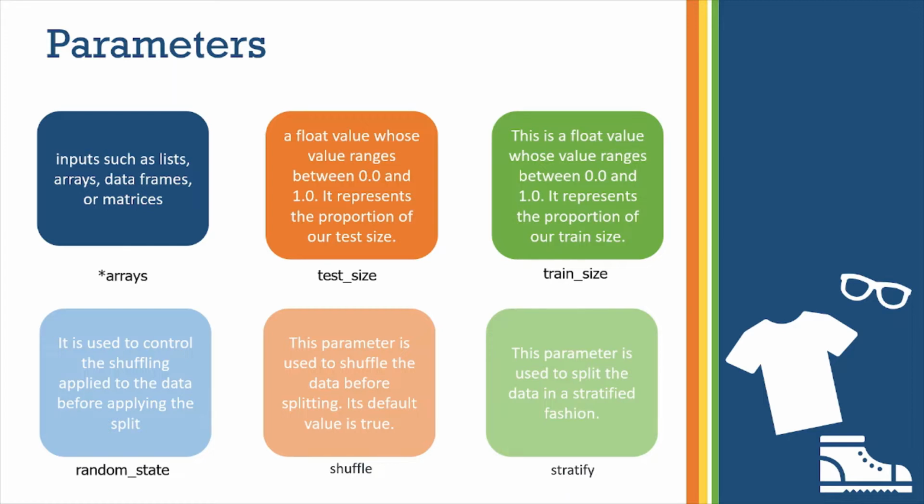Fourth parameter is random state. It is used to control the shuffling applied to the data before applying the split. The fifth parameter is shuffle. This parameter is used to shuffle the data before splitting. Its default value is true. And the last parameter is stratify. This parameter is used to split the data in a stratified fashion.